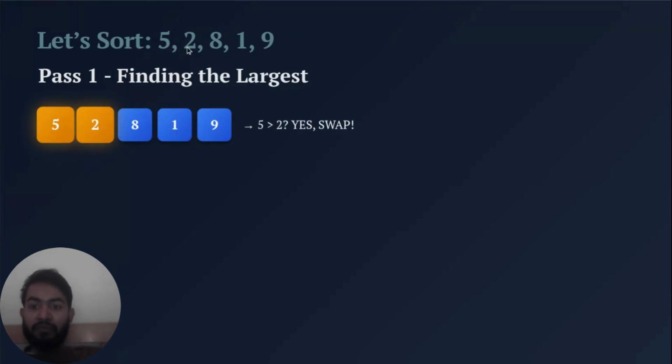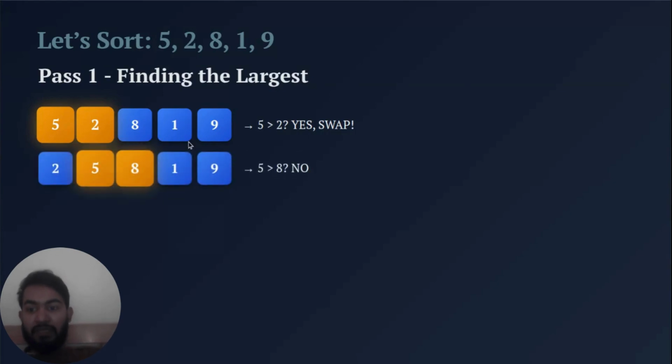So let's take the first two adjacent elements from the left, 5 and 2. We compare whether 5 is greater than 2. Yes, then we swap it. Now 2 comes to the first position and 5 to the second position. Then we compare 5 and 8, the next adjacent elements. Is 5 greater than 8? No, so no swap is needed.